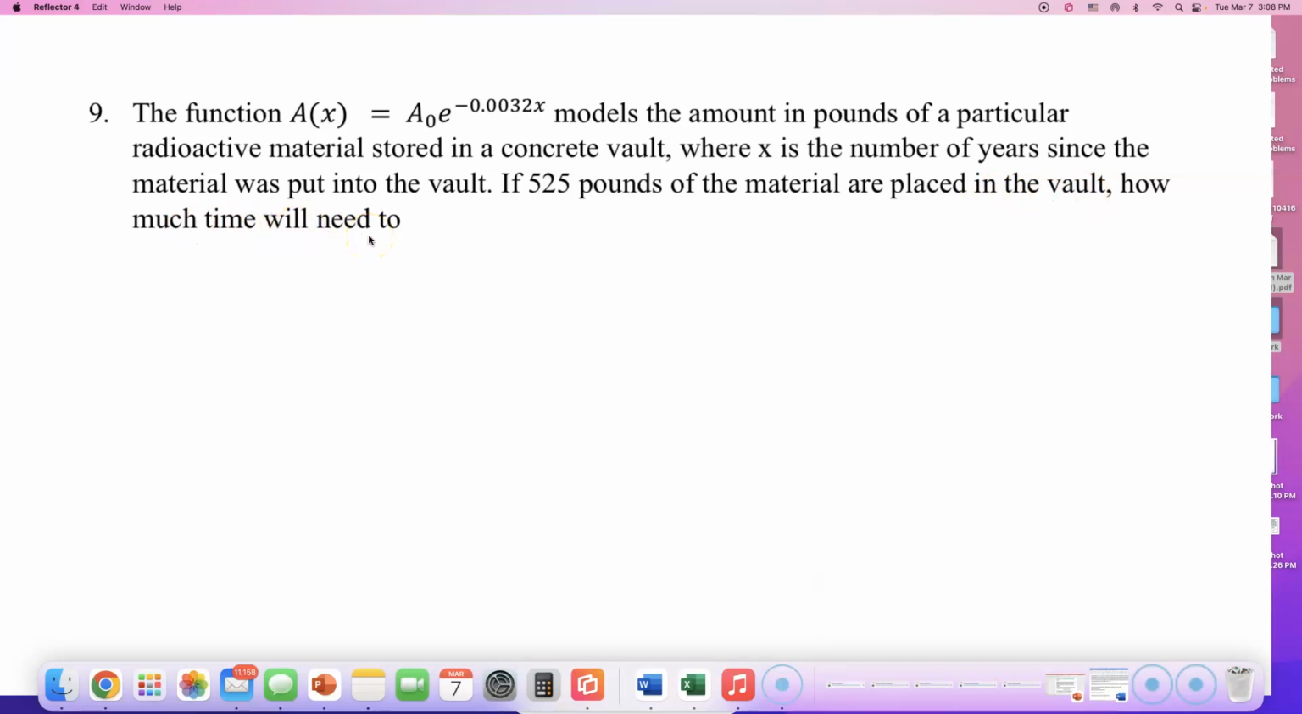Now, here's the thing. We don't have the rest of the question, right? So I will make it up and I will give you the problem, okay? How do we word this? How much time will need to pass for only... I'm going to make up a random number, okay? 225 pounds, completely random, to remain. Now we have a whole question that we can answer, okay?